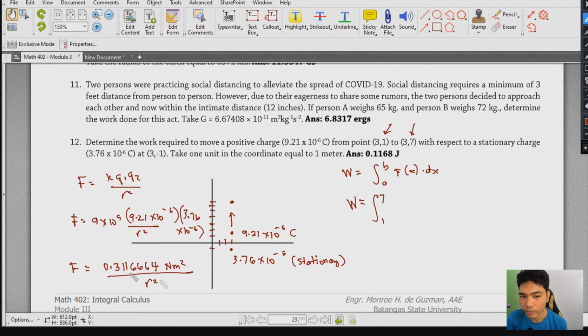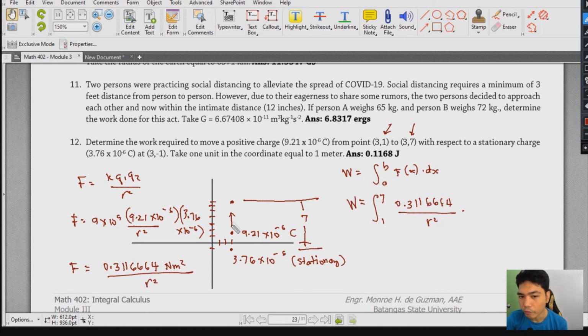So ano ba ating f of x? So this is your f, so 0.31166664 Newton meter squared per r squared. But remember, this r squared is the distance between the 2 points that you have. But then again, remember, yung distance natin between these 2 points would always be something like, diba? This one is 7 units. We know now na 7 units, and this one is actually 1 unit.